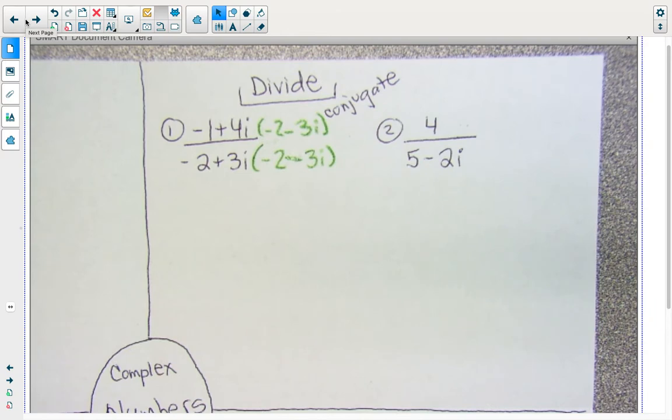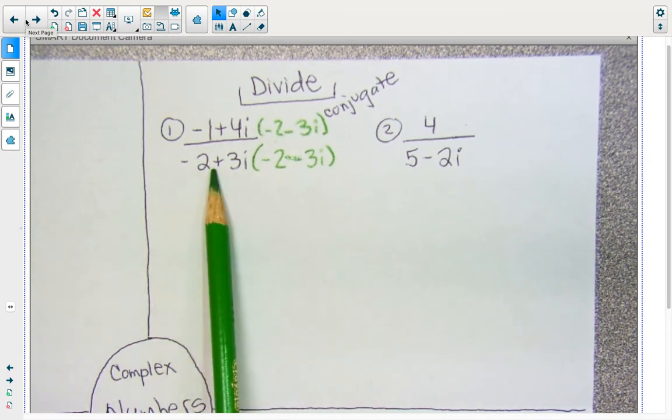So I'm going to start with the first one: -1 plus 4i divided by -2 plus 3i. We're going to multiply the top and the bottom by something called the conjugate. If you get into some higher level math courses, whether here or in college or in life, you'll learn more about the properties of a conjugate. But for right now, you just need to know that a conjugate will cancel out the imaginary parts of an expression. So I have -2 plus 3i.